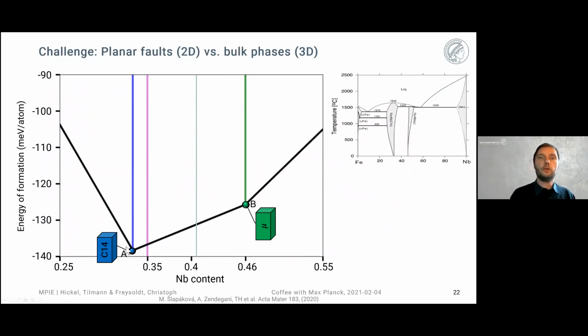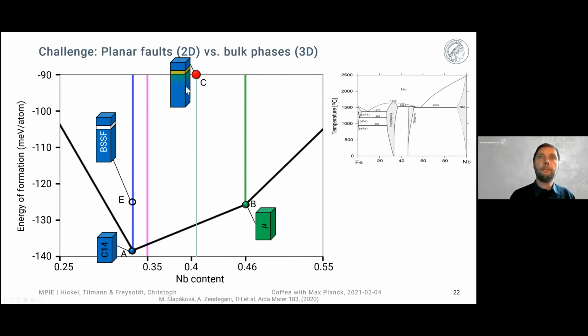So we can look into the convex hull, here shown first for the two bulk phases, C14 and mu phase, which occur in the phase diagram. And we compare this now with structures which contain these planar defects, these different flavors of stacking-fault which are possible. In order to look into the stability, we assume a certain defect density and keep this fixed. This is the only way of being able to compare bulk with defect properties.